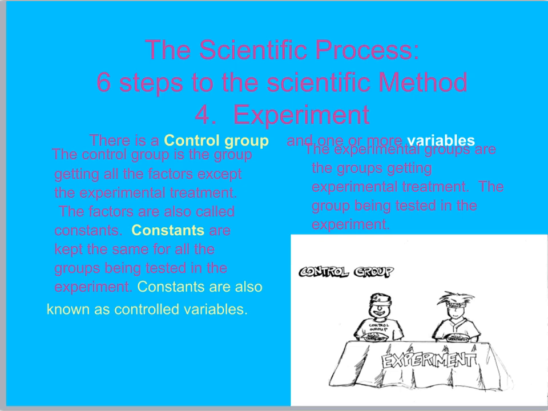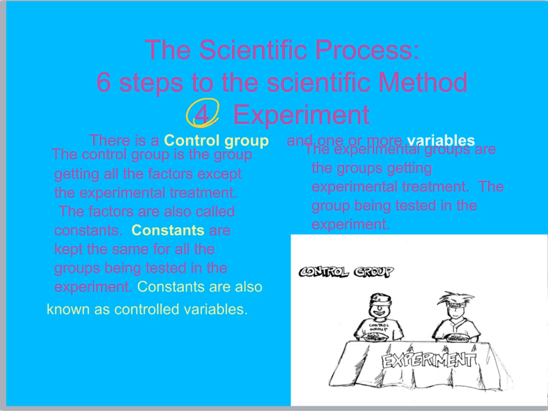So this brings us to the parts of an experiment. You should always have a control group and an experimental group for it to be a good, valid experiment. So your fourth part is the experiment. That's why the 4 is right here. Your fourth part is experiment.